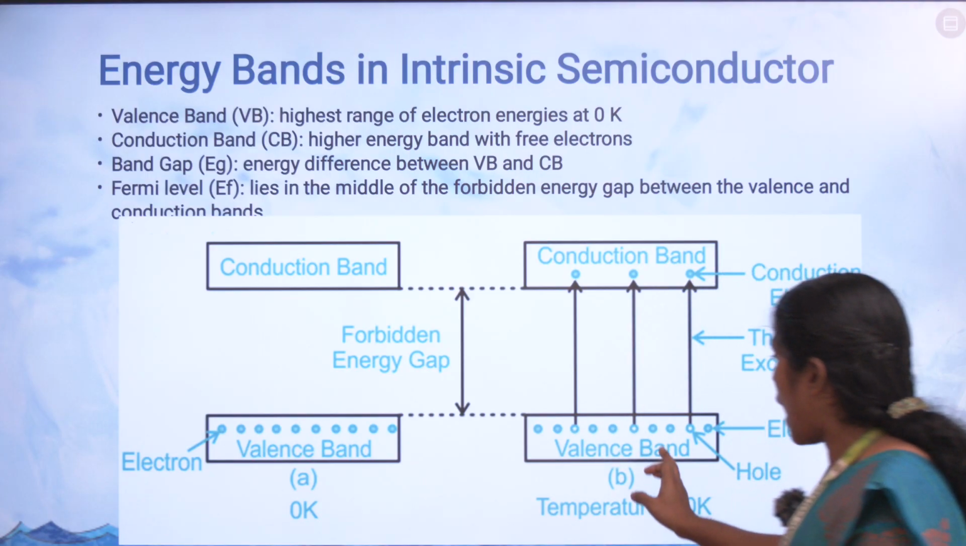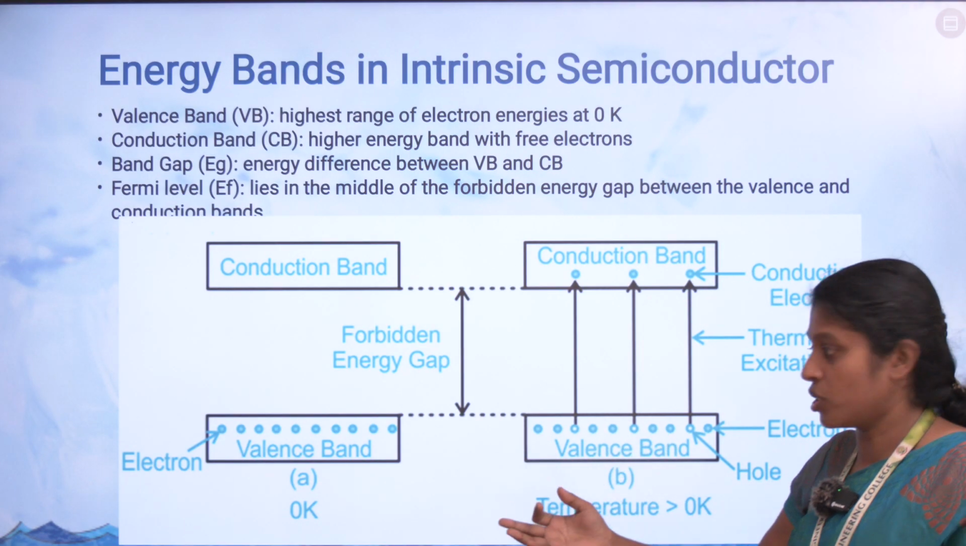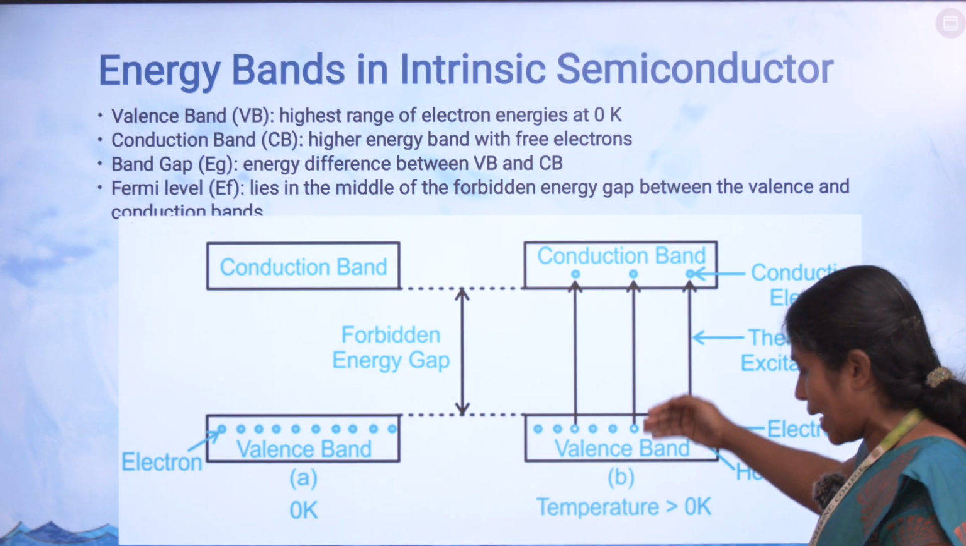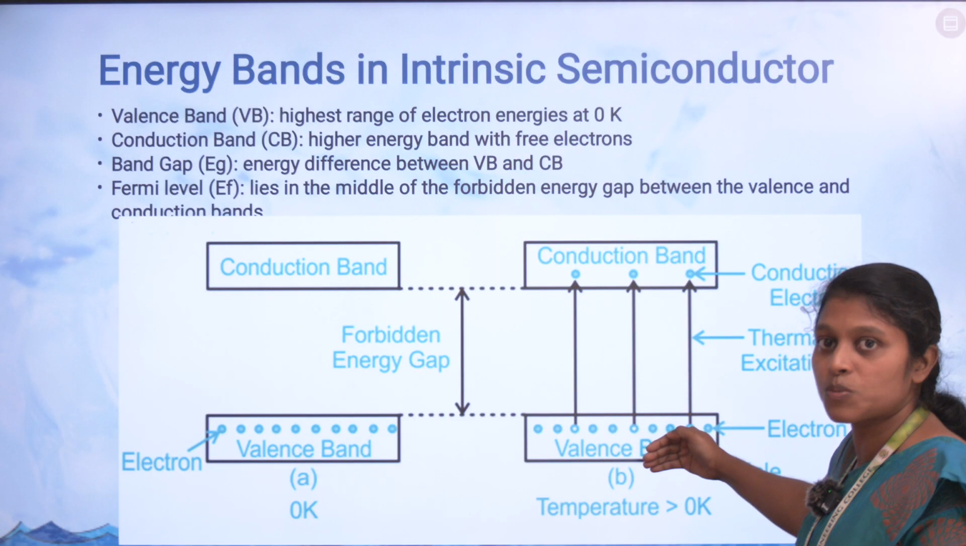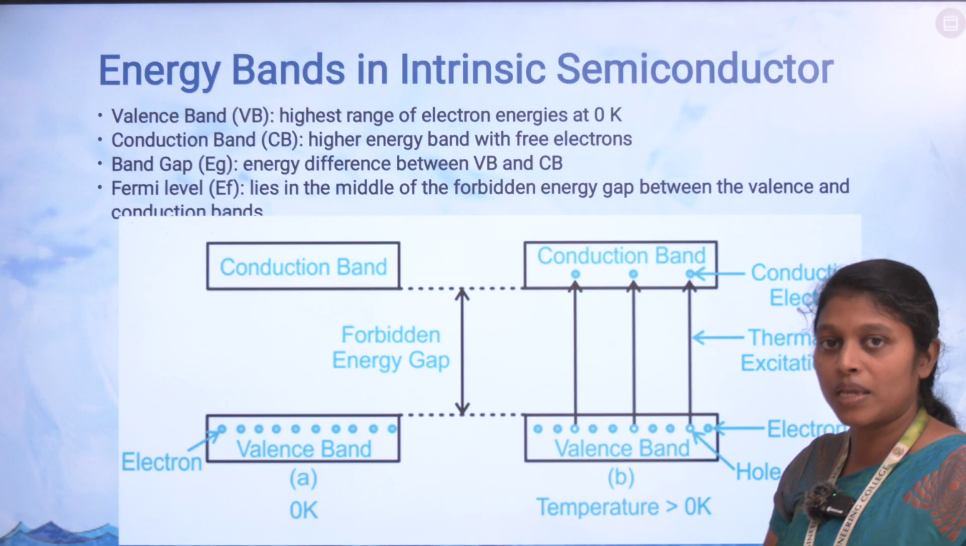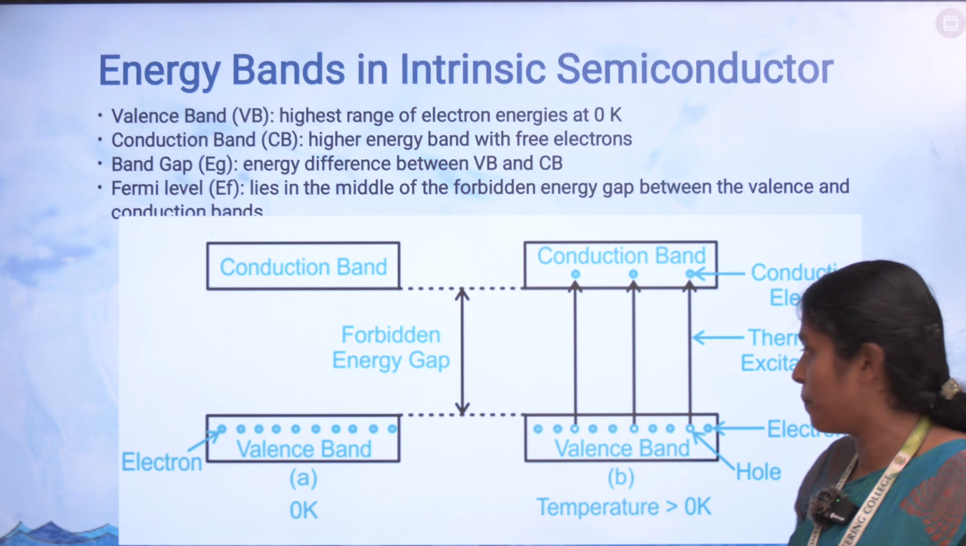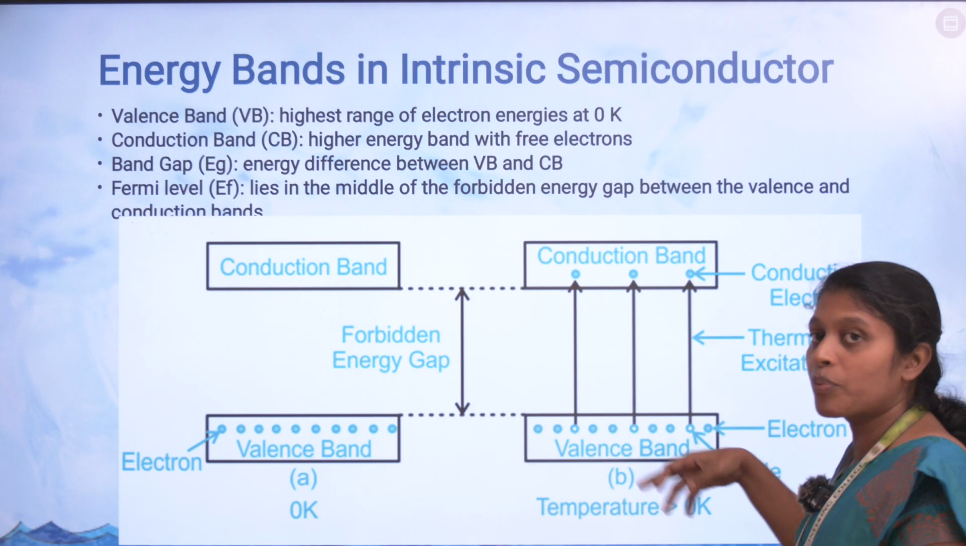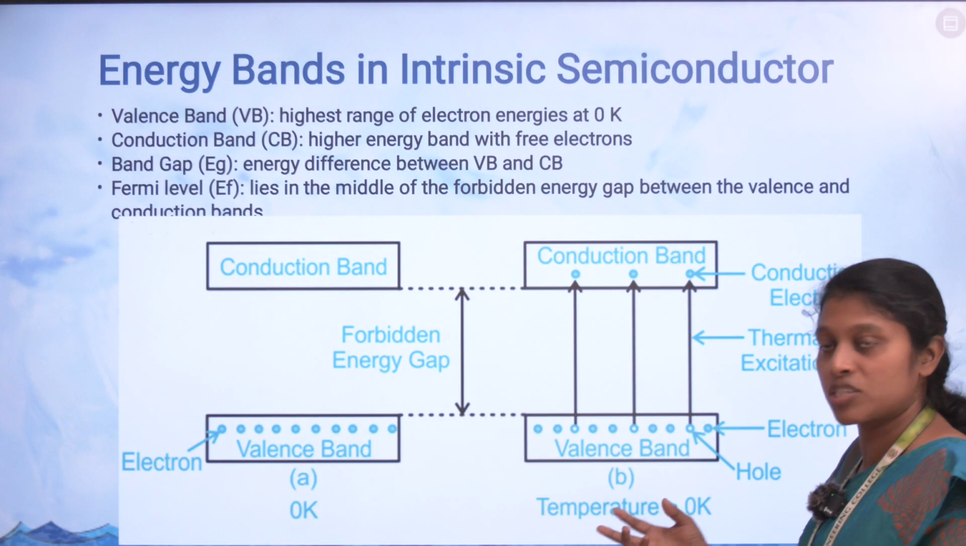Now when we increase the temperature, the electrons from the valence band will be drifted to the conduction band by applying more temperature. That process is called thermal excitation.